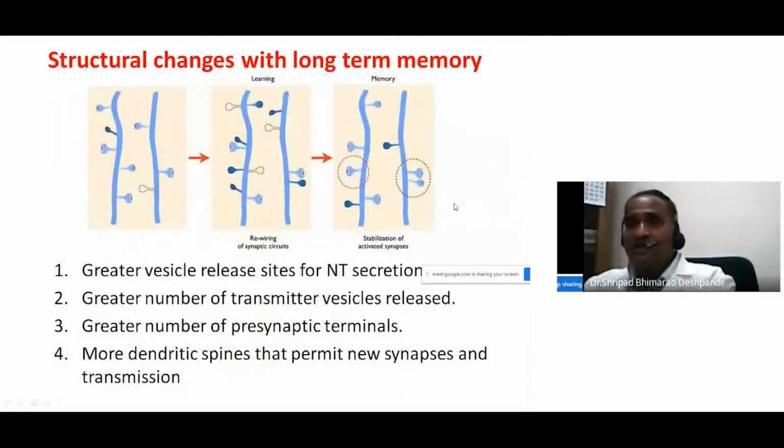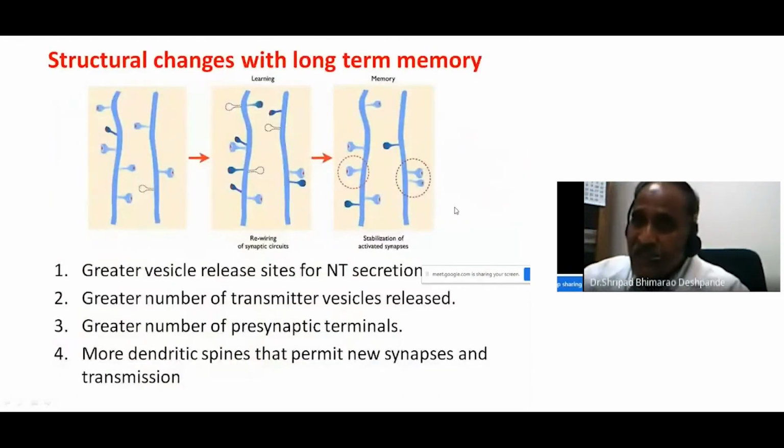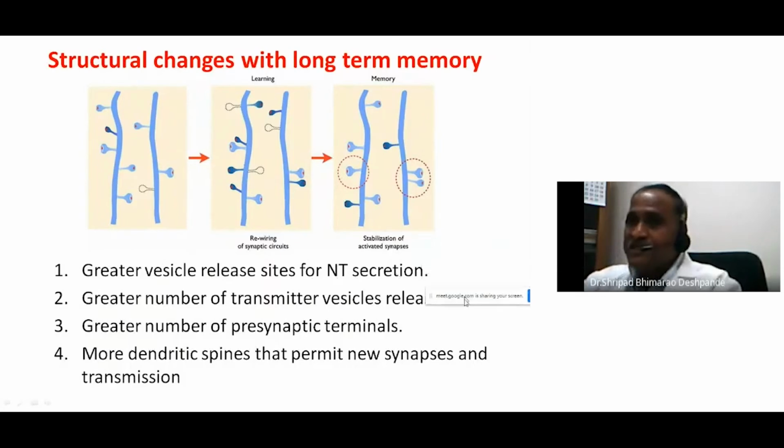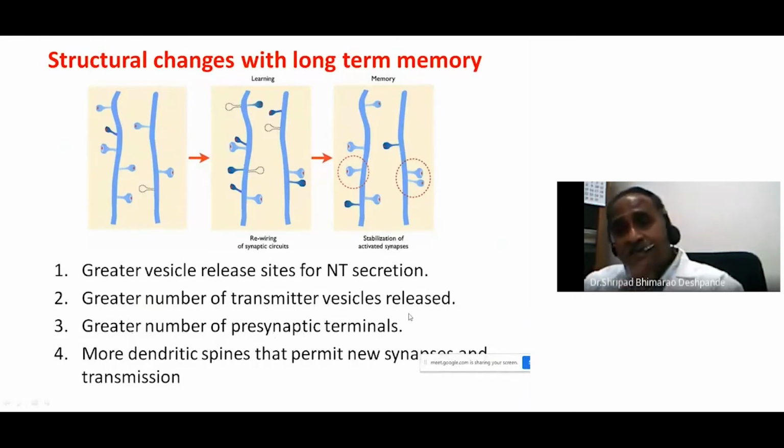Then one more interesting thing you see. So now we have seen the greater vesicle release for neurotransmitter secretion. A greater number of transmitter vesicles are released. Then a greater number of presynaptic terminals, I have mentioned. So see, for example, this is untrained. So this is learning. Learning, what happens? The new dendrite. This is a dendrite. This is a dendrite. New dendrites are being formed.